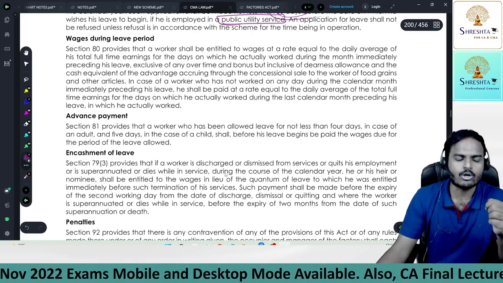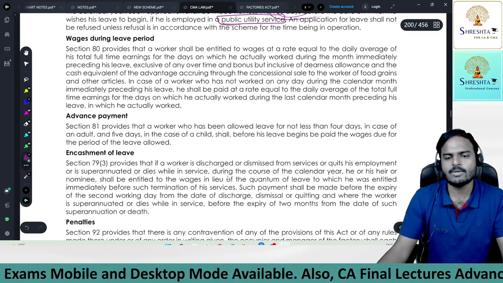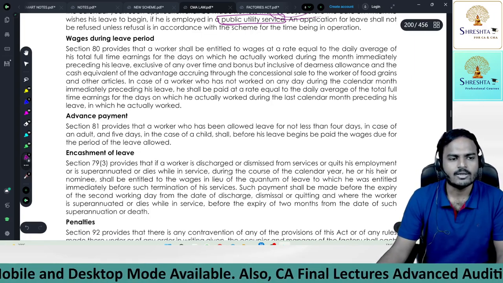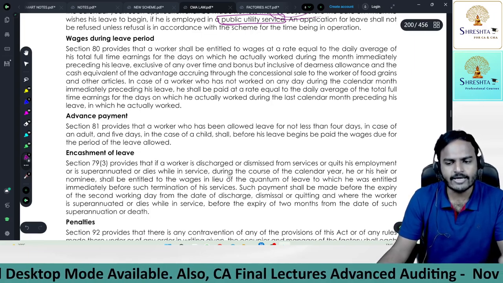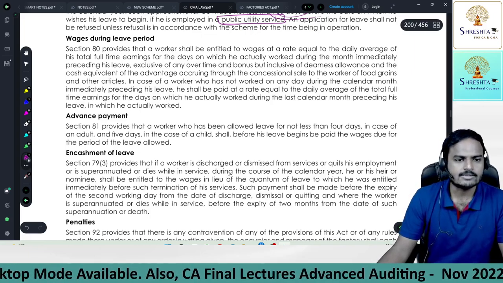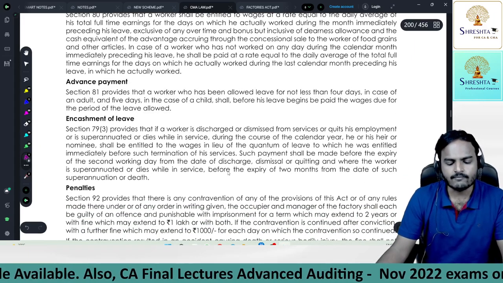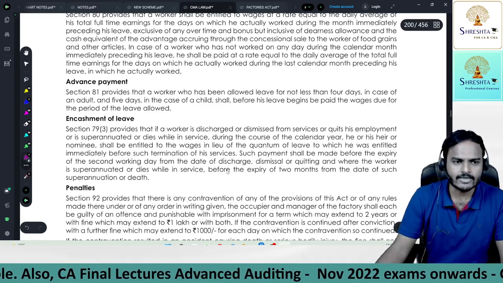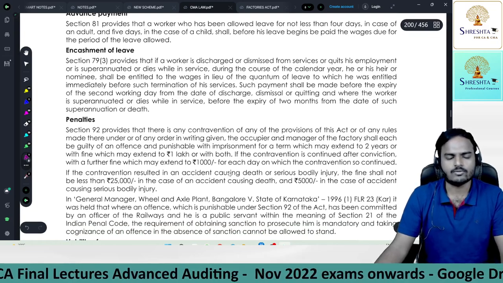Sir, next 1 week, I'm not going to come to the organization. So pay me my wages in advance. Generally, work and then payment. But in case of leave with wages, even if you take leave, you are eligible to take wages. So you can get advance payment. But for that, 4 days in case of workers, 5 days in case of child. If they are taking leave 4 days or 5 days, then they can apply for advance payment also.